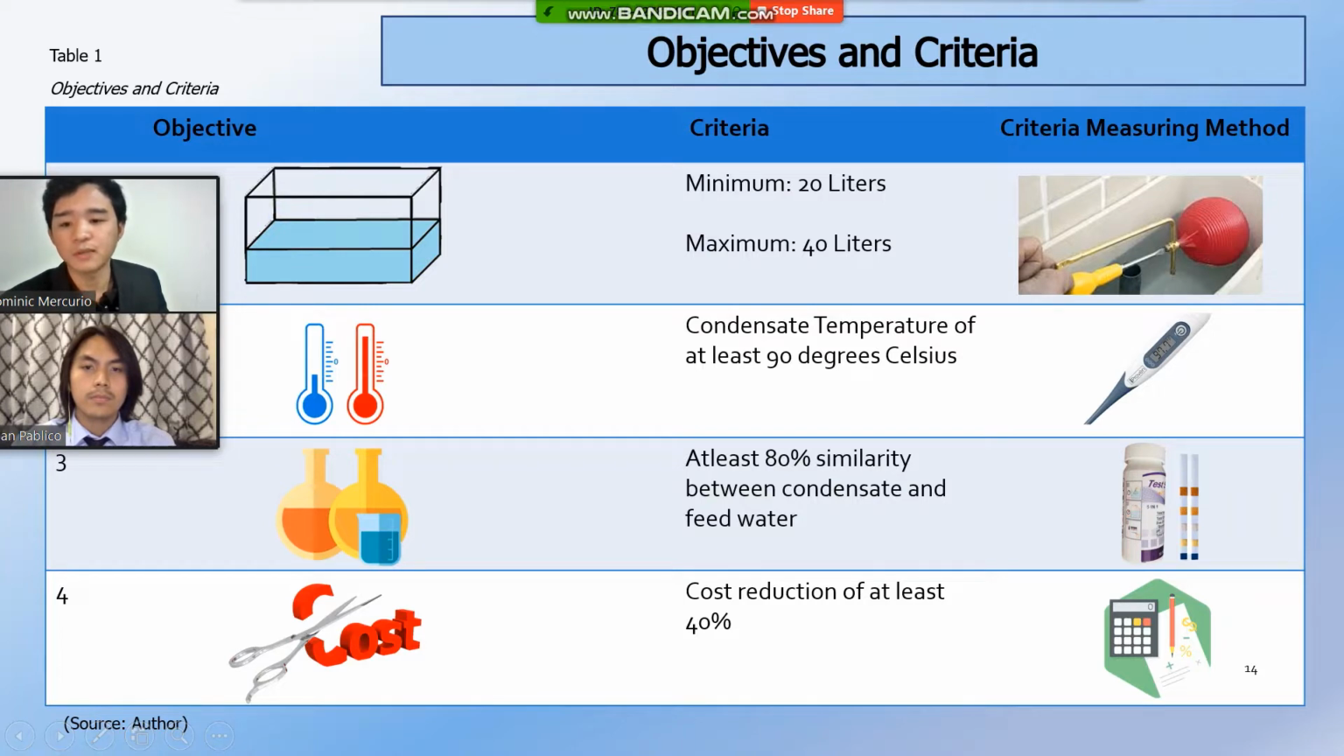The second objective is to heat the condensate up to a specific temperature before it enters the deaerator. There should be at least 90 degrees Celsius, and it will be measured by thermosensors. The third objective is to make sure that the condensate has a similar chemical characteristic as the feed water. We will measure that by using a pH alkalinity test. Fourth one is that there should be a reduction of cost of at least 40%. We will measure that by measuring the amount of resources used without the design and with the design.